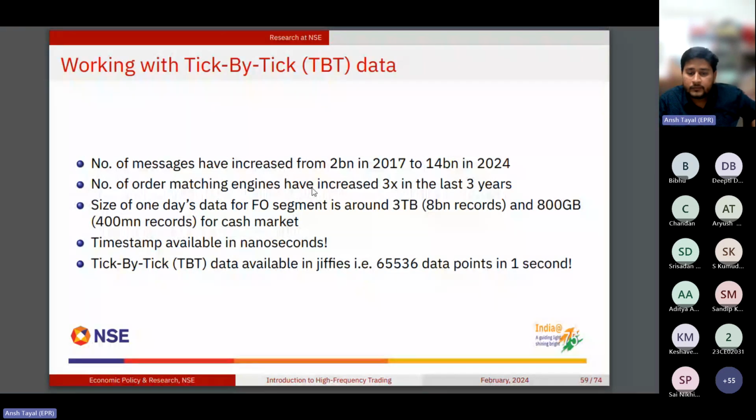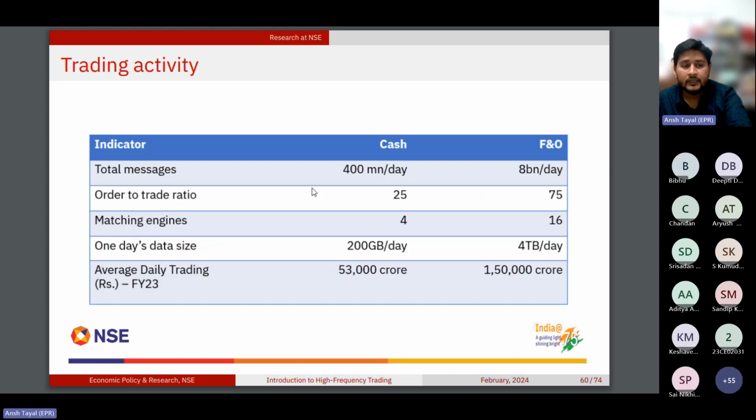1 second has 65,536 data points. Just 1 second. So that's a jiffy. 65,000 jiffies. That is the amount of data that I work with on a daily basis. Now, again, this is the same order matching engine.